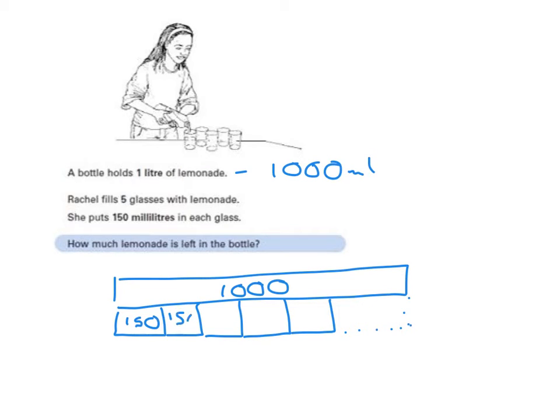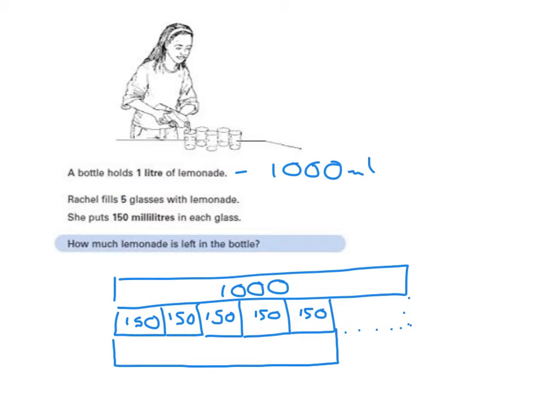Okay. So I'm going to try and put 150 into each glass. So now we can see the problem. We can see we've got the whole bottle of lemonade at the top. We've got 1, 2, 3, 4, 5 glasses, and this bar represents the amount that's left in the bottle at the end. So you should see now from the bar model that any numbers that are side by side, we should be able to add them together.